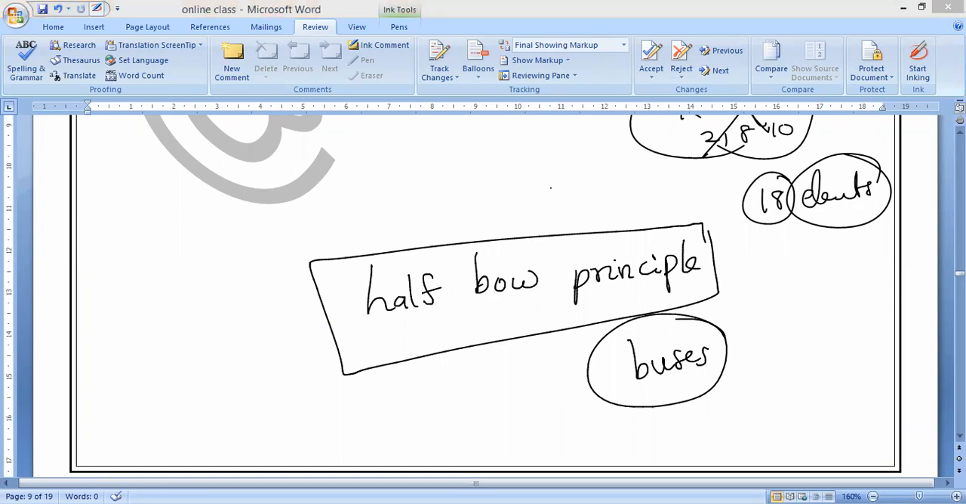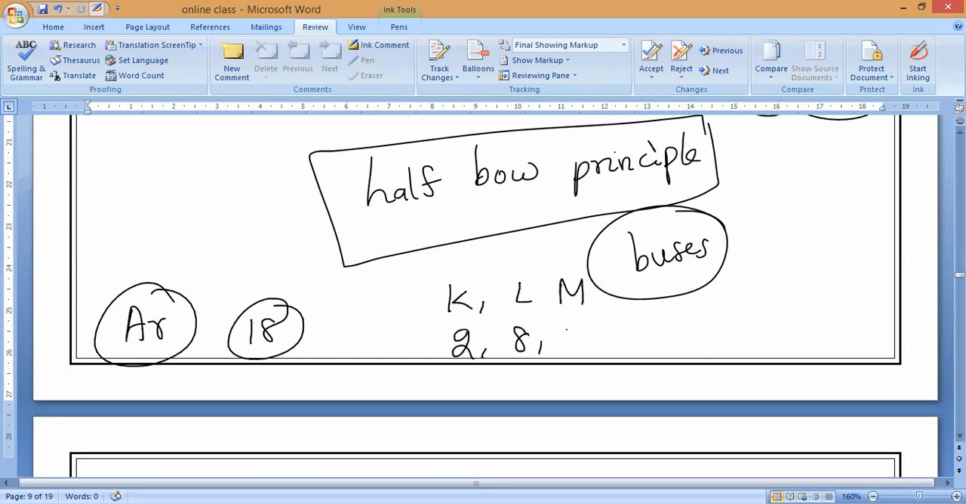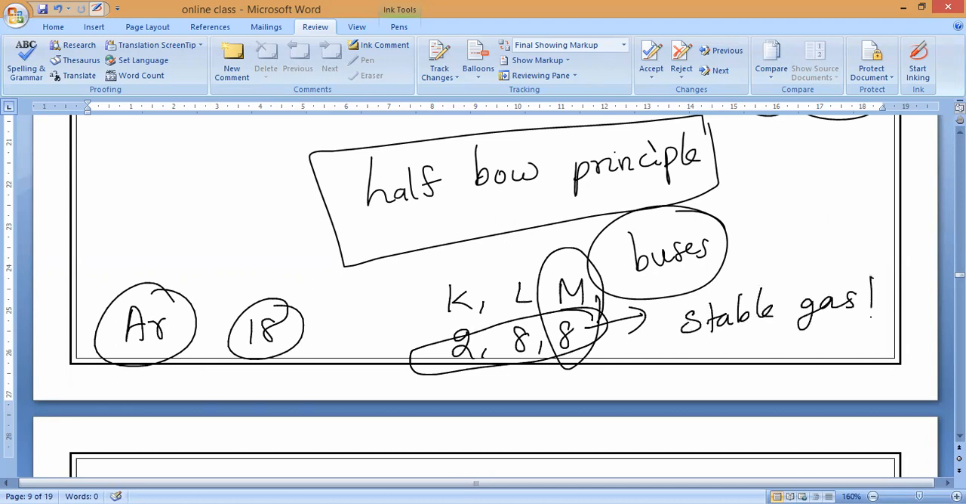But till 18, you no need to have any problem. Understanding? So till argon. Argon is 18. So how can we represent K-L-M? 2, 8, 8. That's all. Clear, everybody? 2, 8, 8. See here, the M shell is full of electrons. So does it need to gain or lose electrons? No need to take place. So it is at zero energy, very stable. Stable in nature, a stable gas, or we can say a noble gas, or inert gas.